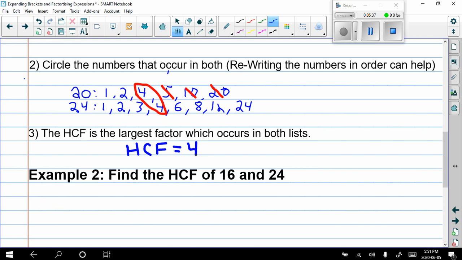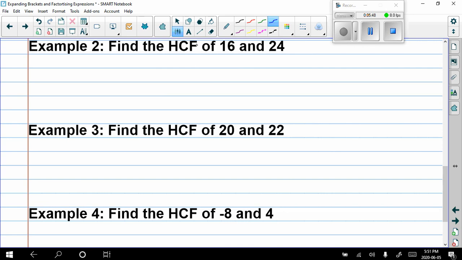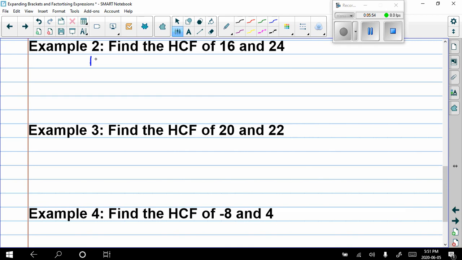And also, if you have to go back and look quickly, or say if you're revising, it'll be very quick to see what you did. So next example, example 2, we're going to find the highest common factor of 16 and 24. So once again, let's just start writing out our factors. All the factors of 16 are 1, 2, 4, 8, and 16. And all the factors of 24 are, well, we just did it. We have 1, 2, 3, 4, 6, 8, 12, and 24.